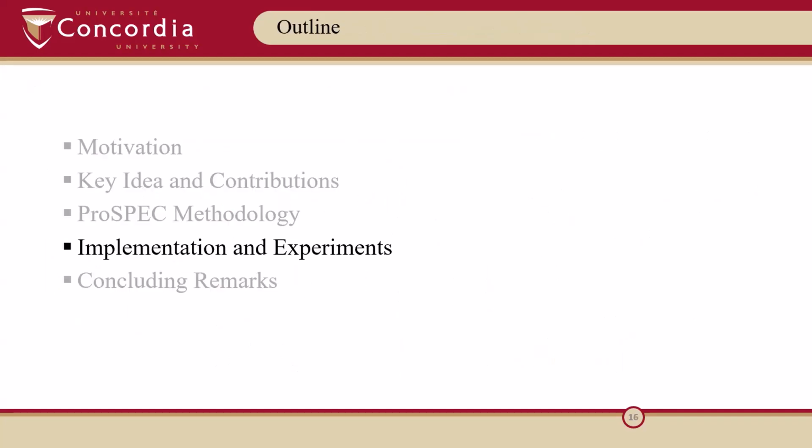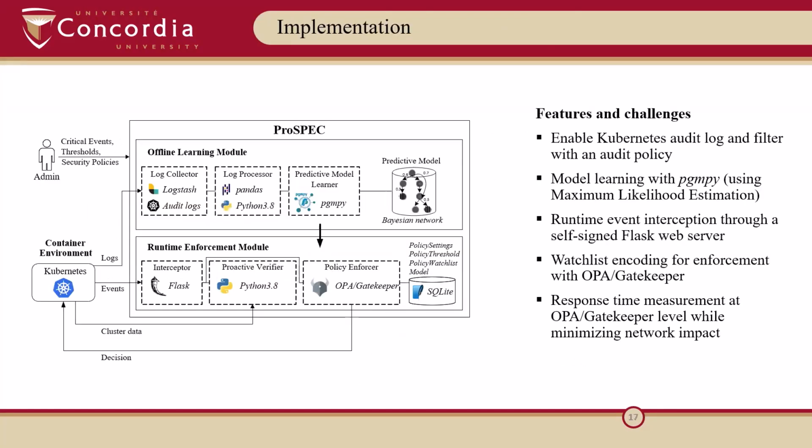Let's see quickly the implementation and the experiments. For the implementation, we use Logstash and the Kubernetes audit logs to collect the Kubernetes logs. We process them with Python, and for the model building, we use PGMPy, a Bayesian network library. And we use the maximum likelihood estimation in order to have the probabilities of such event transitioning.